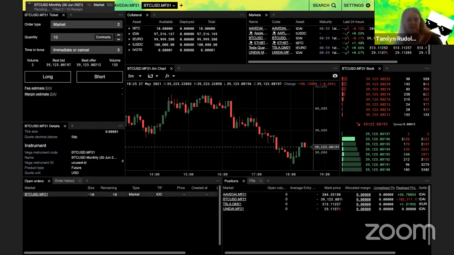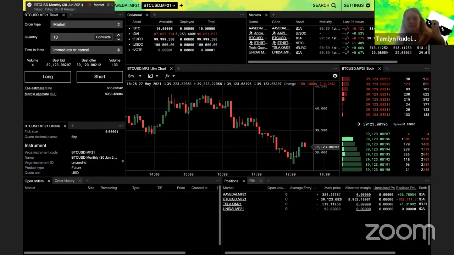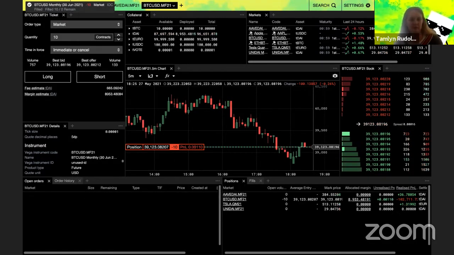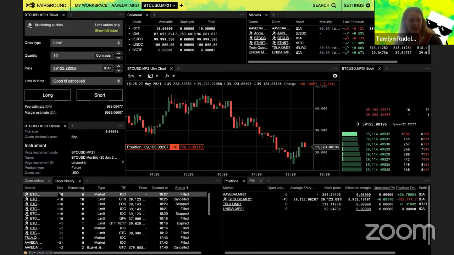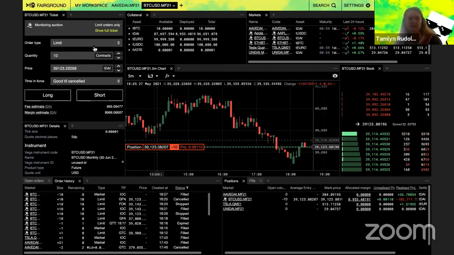So I want to go short 10, there's a remaining 10, it's immediate or cancel, so it's actually now hitting the order book, trying to figure out what it wants to do. You can see it's opened a position of 10 for me. If you go here, you can see the order is the short 10, it was immediate or cancel, and the status is that it was filled.